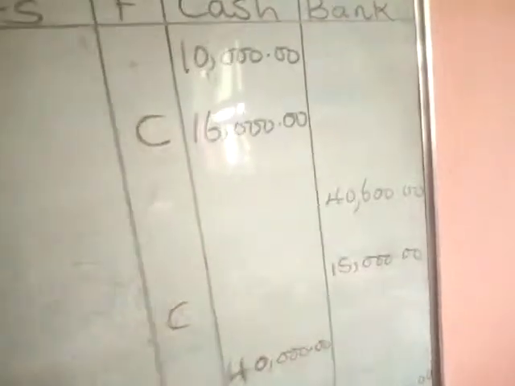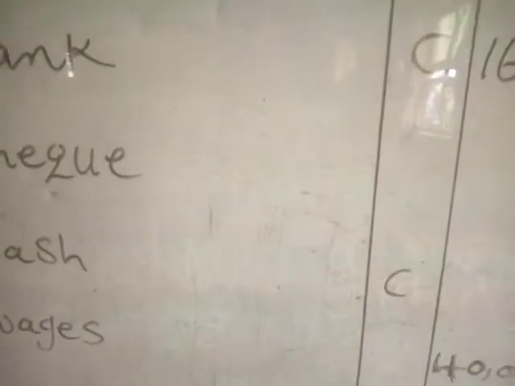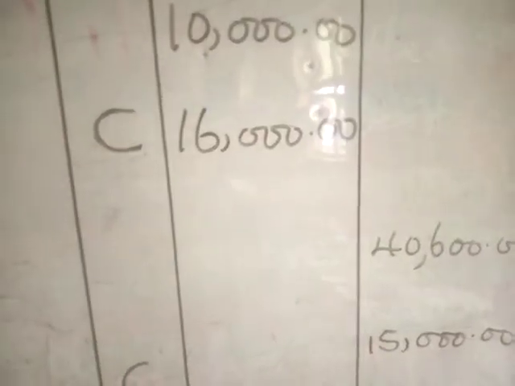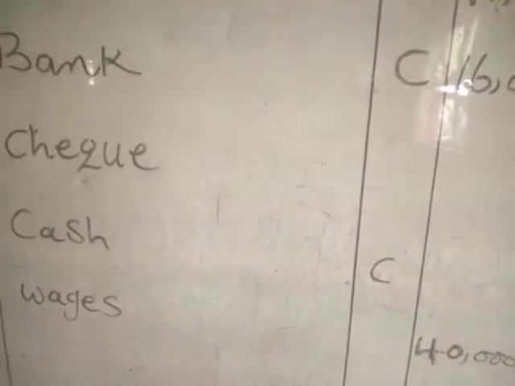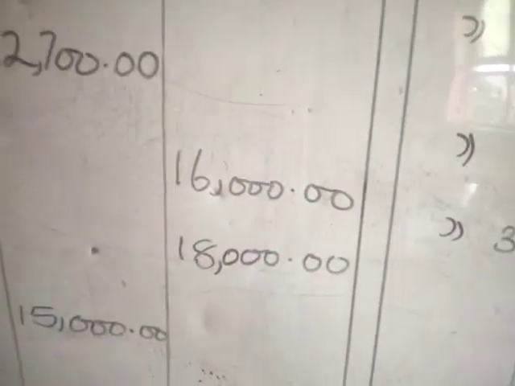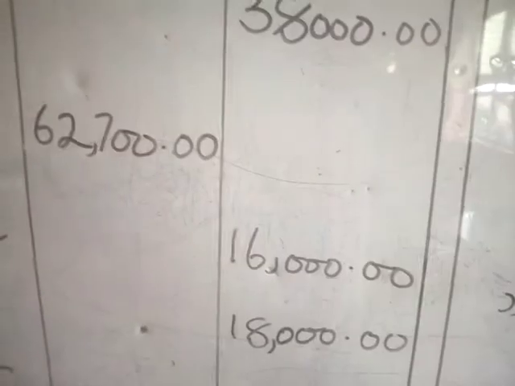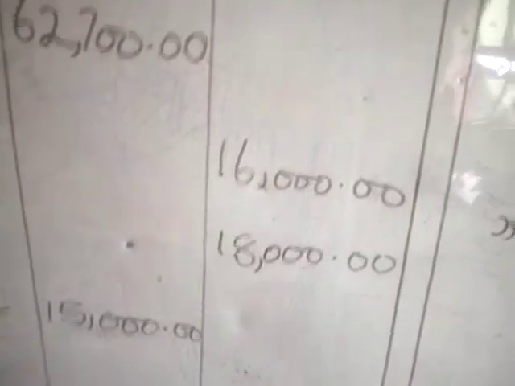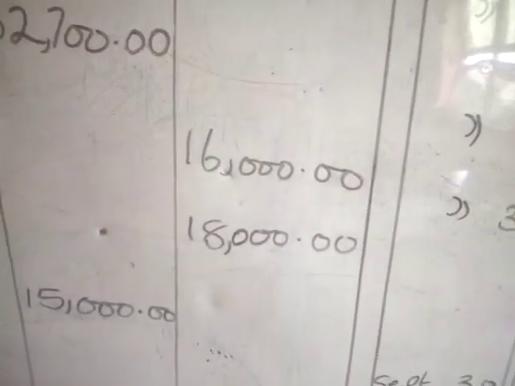You credit the cash, and under the particulars you write bank. So you find out that the two accounts have balance. And on the 15th we have a cash sales. The cash sales is 18,000 naira. Why is it recorded under the bank column? Because the cash sales was paid into bank.